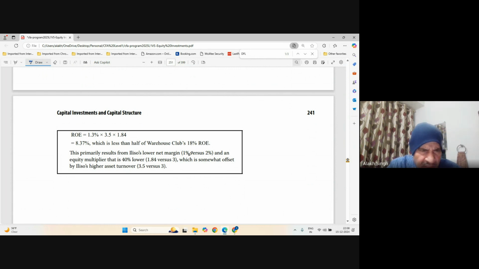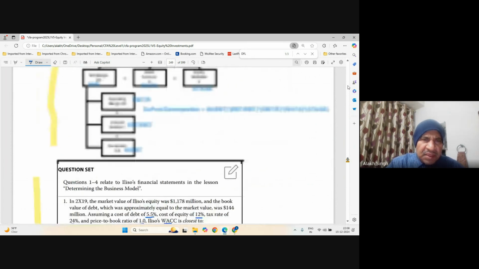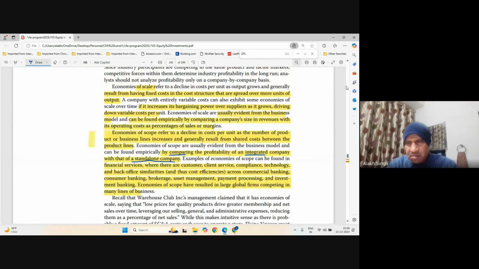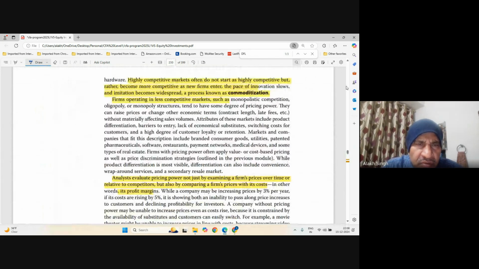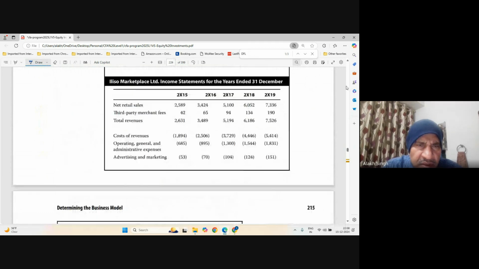It is 1%, okay. And the equity multiplier is 4.0 versus 1, which is somewhat effective. Okay, means we will have to go back and compare the financial statements. I will do the first one in the beginning and then I will come back to solve. It is just comparing the DuPont breakdown of two companies. So let's go and do this part one.